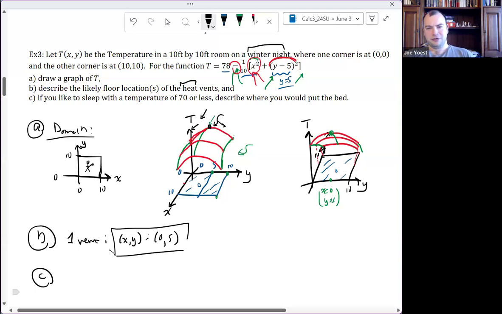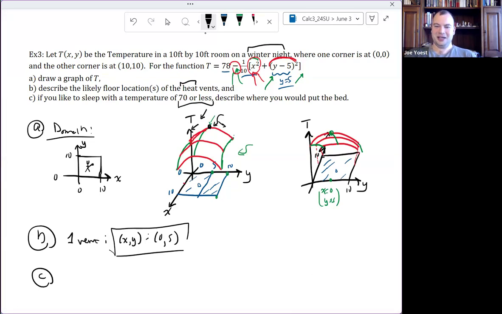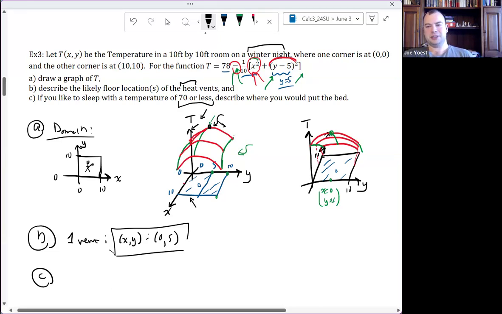And then part C, if we want to sleep with a temperature of 70 degrees or less, where would we put the bed? It's maybe a little bit of a silly question, since there are many other constraints on where to put a bed, like where all the doors and the windows are, but just humoring the problem. In other words, what parts of the domain yield a temperature of 70 degrees or less?